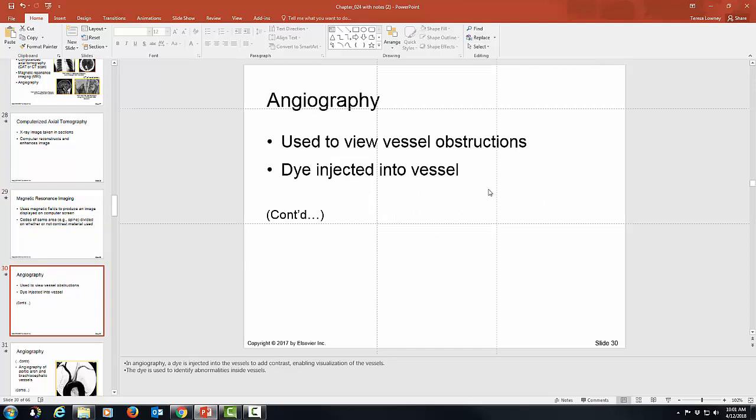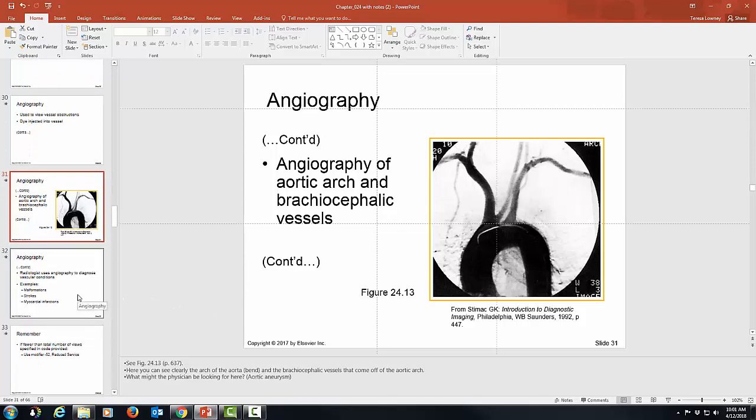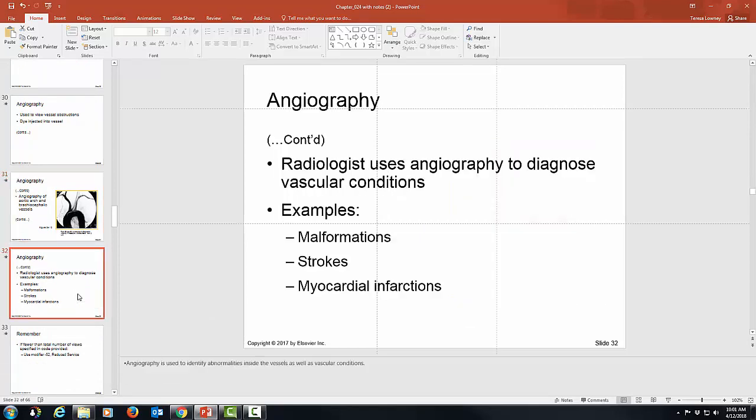The dye is injected into the vessel. We talked about this when we talked about cardiology. So the dye is injected into the vessels to add contrast, and it can be done through your brachial artery or through your femoral artery. The dye is used to identify abnormalities. Angiography, it's taking a picture of the aortic arch and the brachiocephalic vessels. What he's looking for in this picture is probably an aortic aneurysm. More common in men, more common in smokers. So just another reason not to ever smoke.